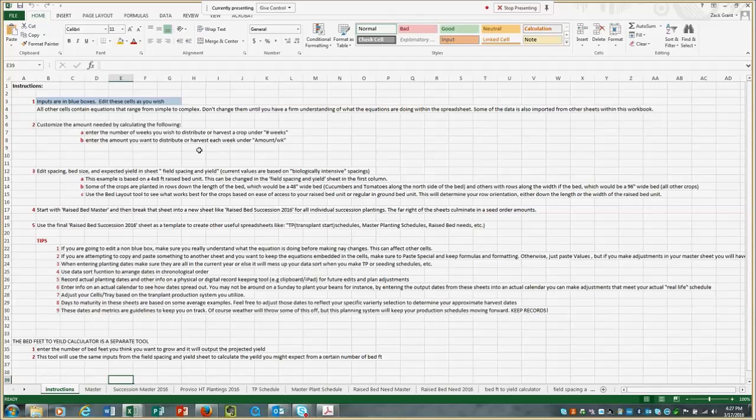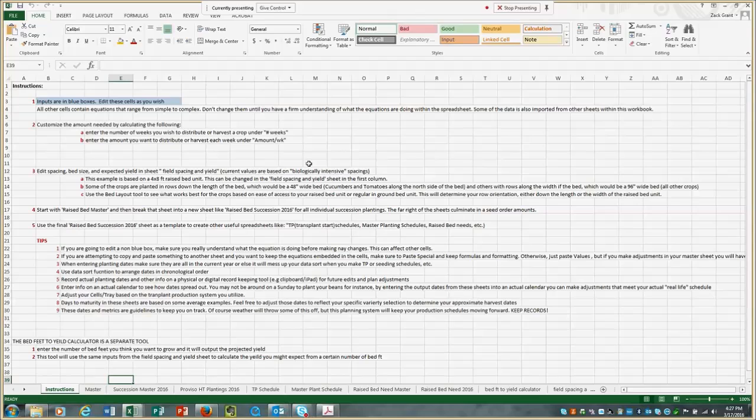And then enter the amount you want to distribute or harvest each week under the amount per week. Okay, so this particular model is really set up for and based off of a farm stand that we had at the student farm where, as I collected records every single year, we had a certain amount of produce that we were selling every single week. So it would be like bok choy, the amount per week, and you'll see that'll be another column that you can edit.